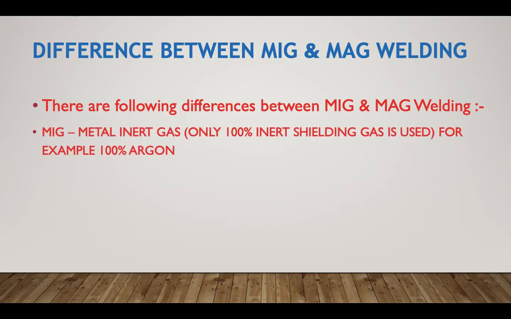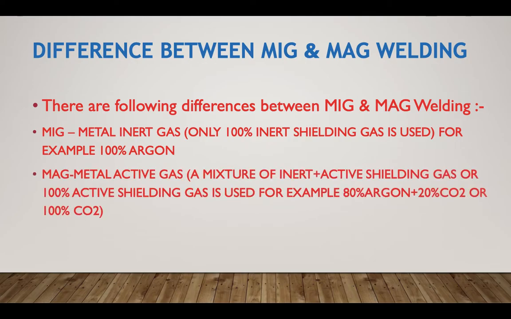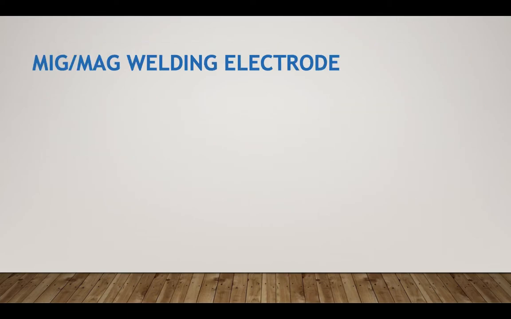MIG. MIG stands for metal inert gas. Here only 100% inert gas shielding is used, for example, 100% argon. MAG stands for metal active gas. Here a mixture of inert plus active shielding gas or 100% active shielding gas is used, for example, 80% argon plus 20% CO2 or 100% CO2. So this is the main difference between MIG and MAG welding.